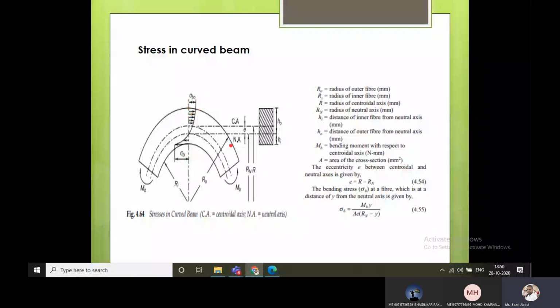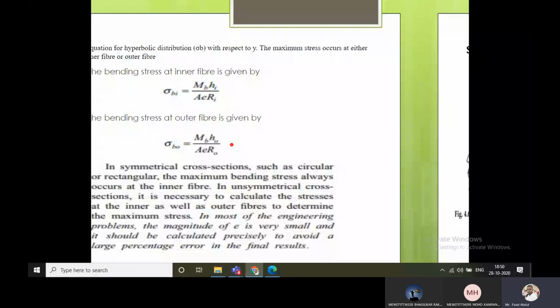The material is homogeneous and obeys Hooke's law. Based on this assumption, the beams are built.